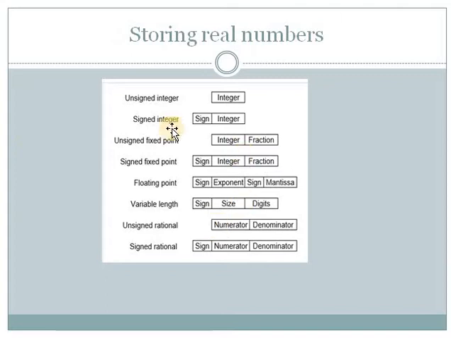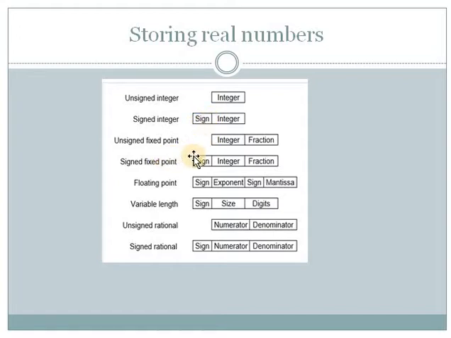See here how we are going to store the real numbers. Unsigned integer, integer, signed integer, that is sign and integer. The leftmost part indicates the sign, whether it is negative or positive. If it is positive, in the sign part you will have a 0. If it is negative, you will have a 1.